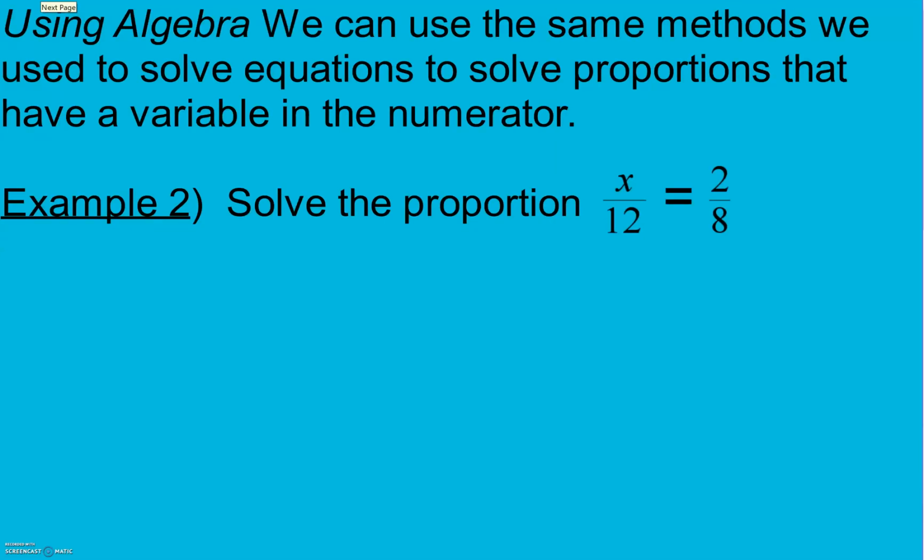We can also use algebra. So we can use the same methods we use to solve equations to solve proportions that have a variable in the numerator. So if my x is in the numerator, I can look and see what's happening to my variable. Right now, it's being divided. It's divided by 12. And we get rid of division by multiplying. So I can multiply by 12 on both sides to get rid of my 12. And I get x equals, remember fractions we can write as over 1, and with fractions we multiply straight across. So I get 24 over 8, which simplifies to 3.